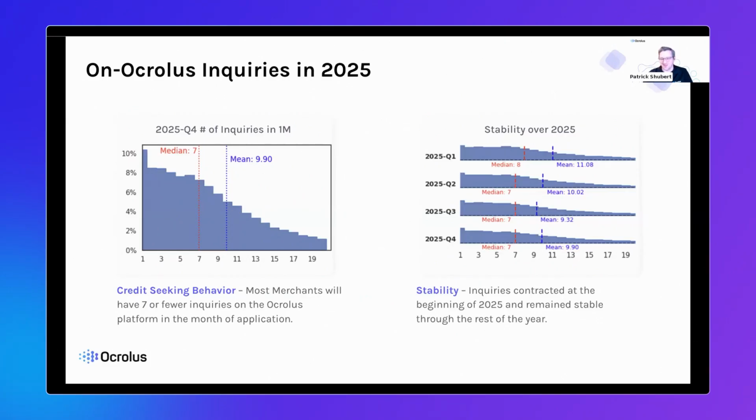When in prior lives I would create underwriting strategy or be a product or portfolio owner, something you really need to understand is the stability of the underlying metric and how it's changing over time. So what we wanted to call out and share is this is a new data element you can use to understand your merchant's risk, their behavior over time. It's been very stable over 2025.